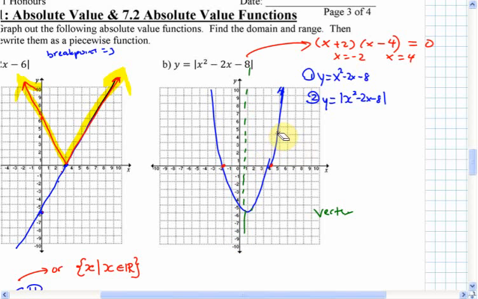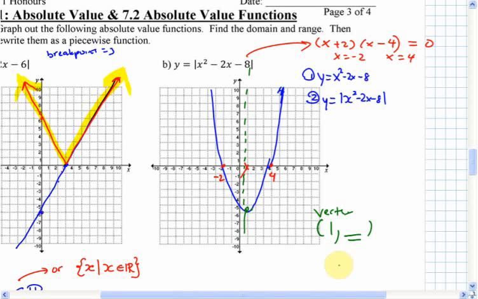Well, if this is symmetric, this is -2, this is 4. What's halfway between -2 and 4? Good, 1. So what you should know then is that your vertex has an x-coordinate equal to 1, because it's halfway between. This is the easier way of finding the vertex, by the way, instead of completing the square. Now, what's the y-coordinate for this vertex at x equals 1?